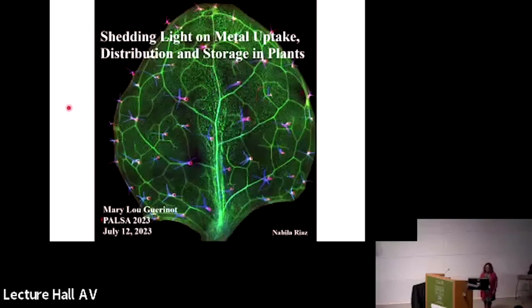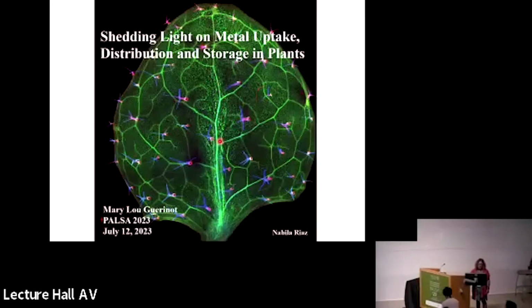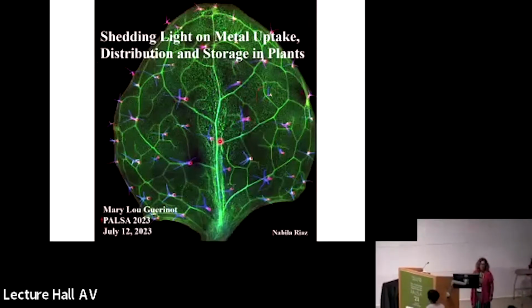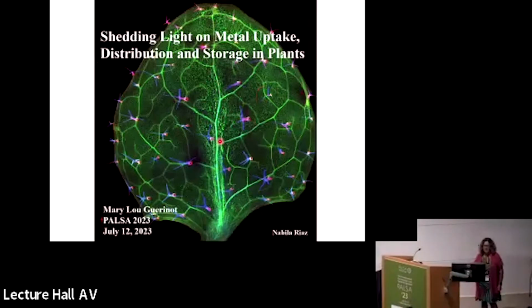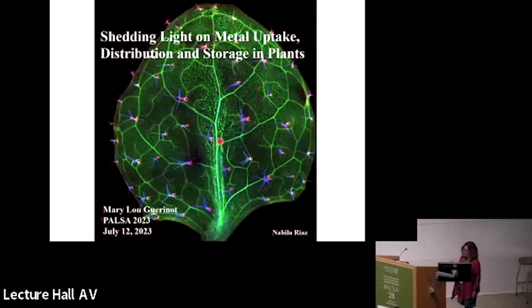Okay, good morning, everybody. Hopefully in the next 25 minutes or so, I will shed some light on metal uptake, distribution, and storage in plants. Not surprisingly, this is a synchrotron image of an Arabidopsis thaliana leaf, and that's the model organism that I've done most of my work on.